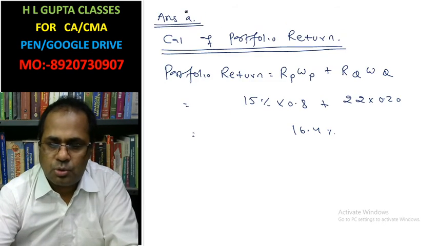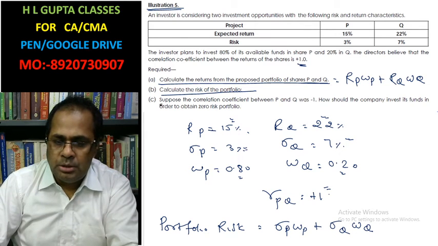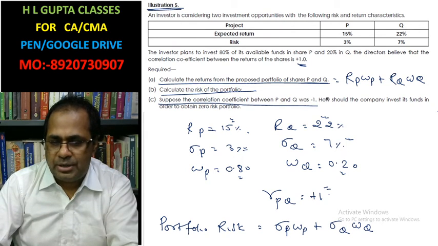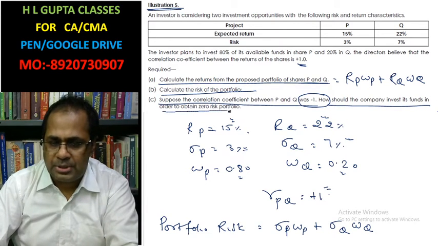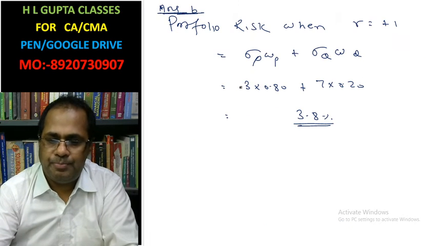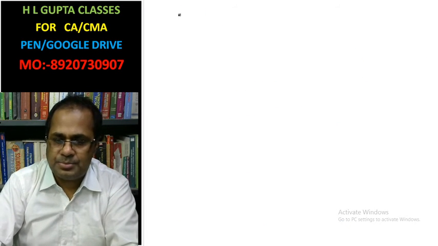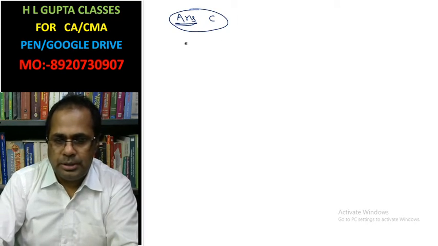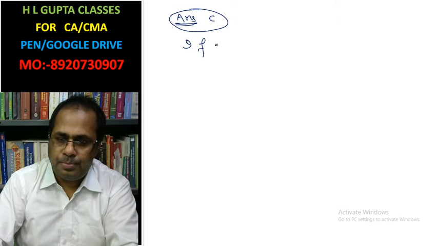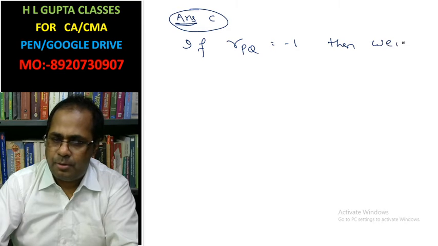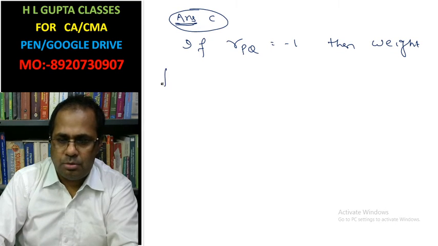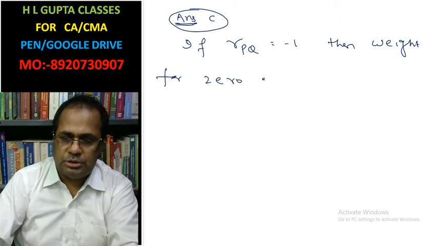Now, what is the question in part C? Suppose the correlation coefficient is -1. How should the company invest in order to obtain zero risk? Answer of part C. If the coefficient of correlation PQ equals -1, then weights for zero risk.